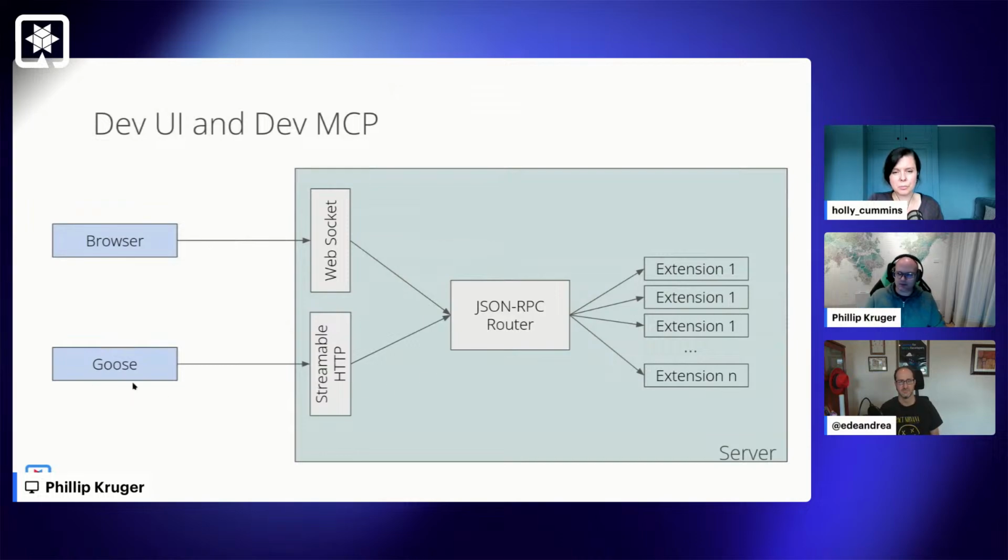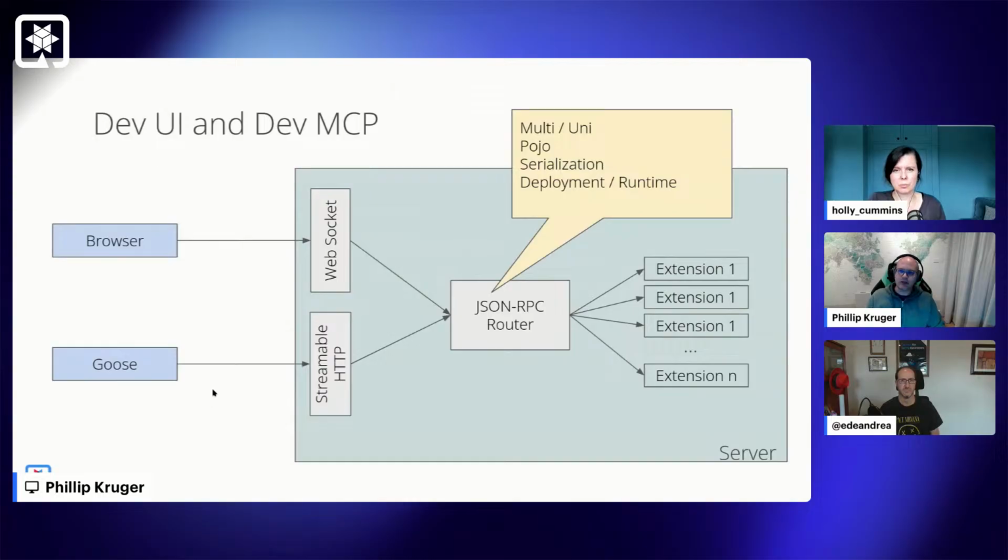What we get for free is the JSON RPC router taking care of making sure that if it's a Multi, it streams. If it's a Uni, it runs correctly. If it's a POJO, it does the serialization, and it does all the class path stuff, whether it should run against the deployment class path or the runtime class path, and the serialization between those. So it does a bunch of complex stuff under the covers already that we can get for free if this can work.